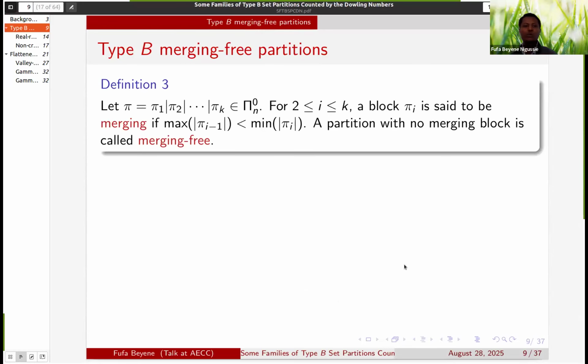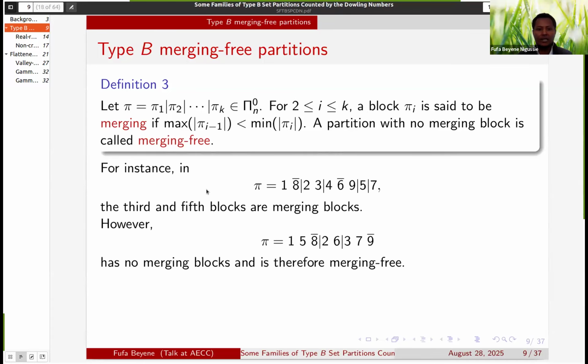Okay, now let us come to our main topic, which was type B merging free partitions. These are partitions given according to the following definition. So consider pi, a type B set partition without zero block. For each i starting from 2 to k, a block pi i is said to be merging if the maximum in absolute value of pi i minus 1 is less than the minimum of the following block. A partition with no merging block is called merging free.